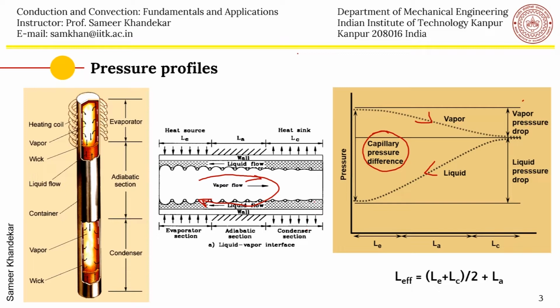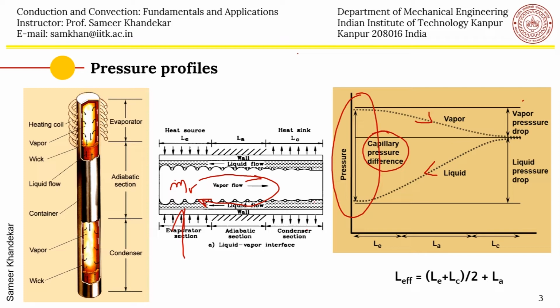Okay. So naturally, as you keep on increasing the heat flux, the mass flow rate of vapor increases, and the pressure drop here increases, and then finally it will not be able to sustain it because it will go beyond the maximum pressure which can be generated by the capillary. So we will see that in the capillary limitation.